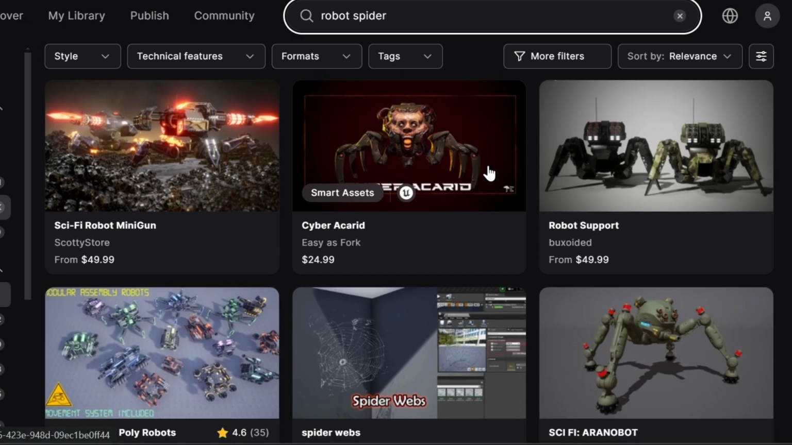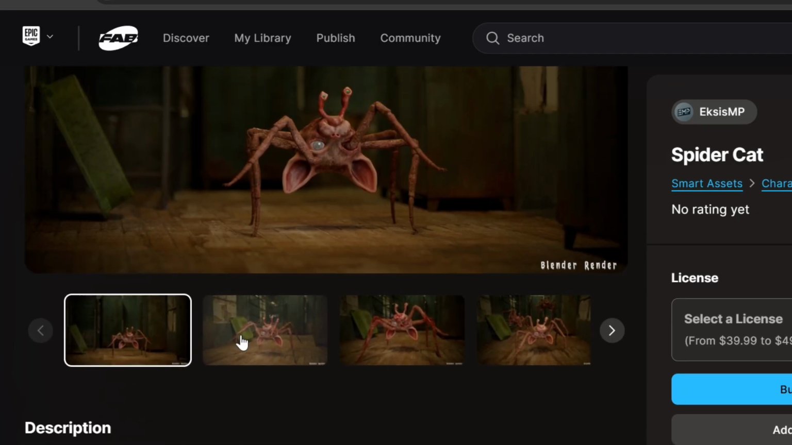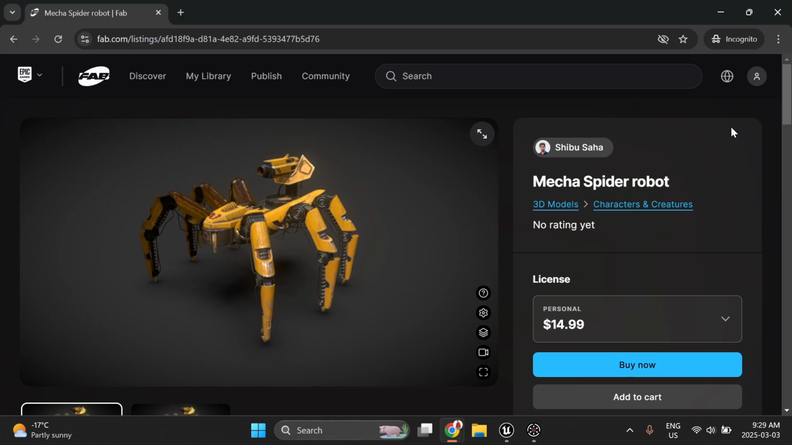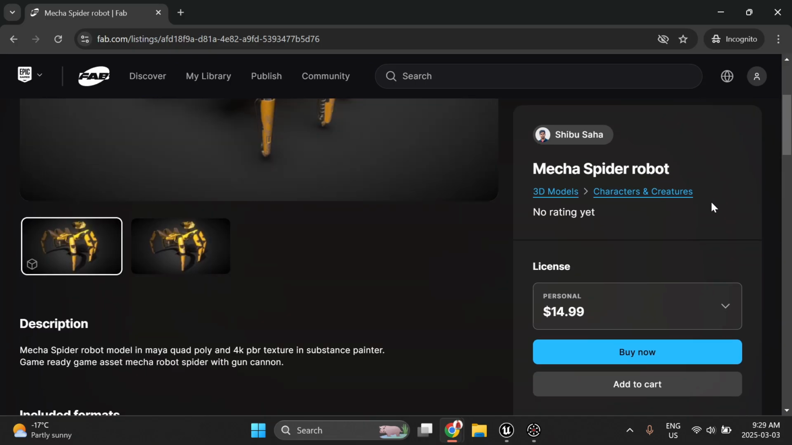Oh my god, there's so much disturbing stuff here. Spider cat. Who came up with this? Okay, we found this, which looks pretty cool. It's only $20.